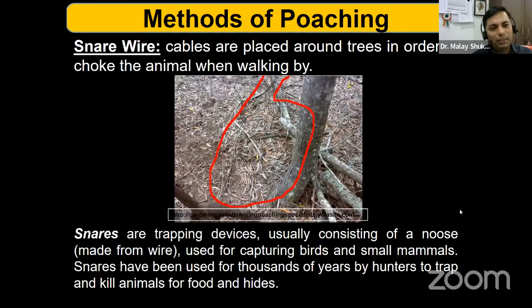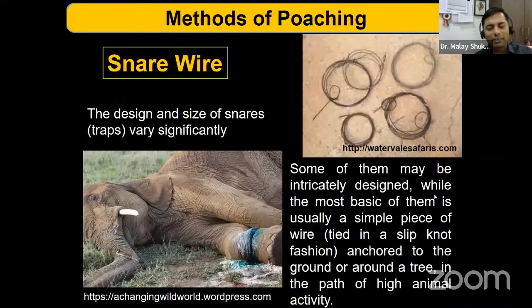Coming to the first method, snare wire, obviously, where cables are placed around the trees, and once the animal walks through, it gets choked, right? While placing the snare, the perpetrator will be leaving a lot of evidence, footmarks, fingerprints, and everybody uses digital devices. So obviously the mobile tower location, though in forest areas it is difficult to trace the signals of mobiles, is still one of the viable evidences that everybody can look for.